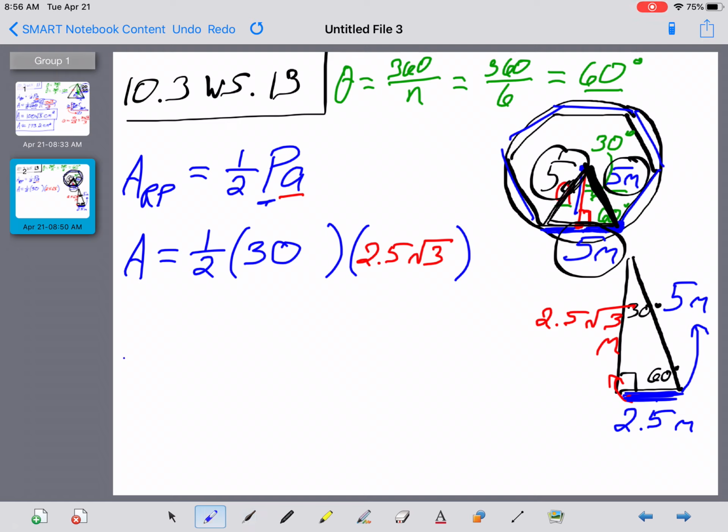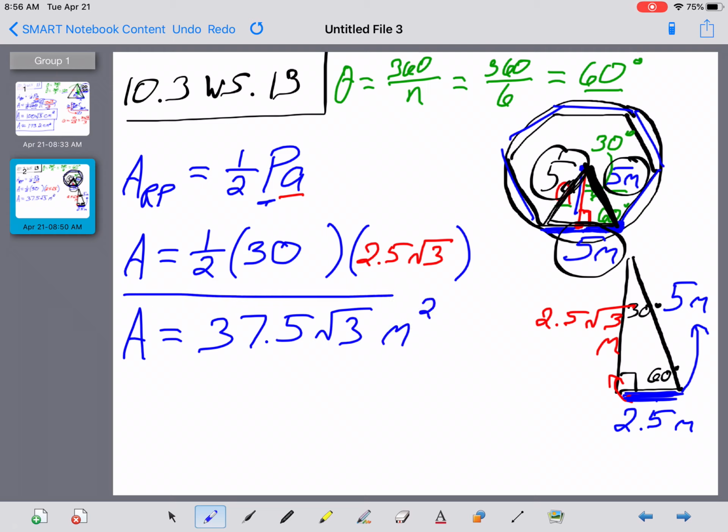We did the hard work, guys. We found the perimeter, we found the apothem, so let's go ahead and put it all together right here. Multiplying the 1/2 times the 30 is 15. The 15 multiplied by the 2.5 root 3 is going to get us an exact answer of 37.5 times the square root of 3. Everything was in meters here, so the area is going to be square meters.